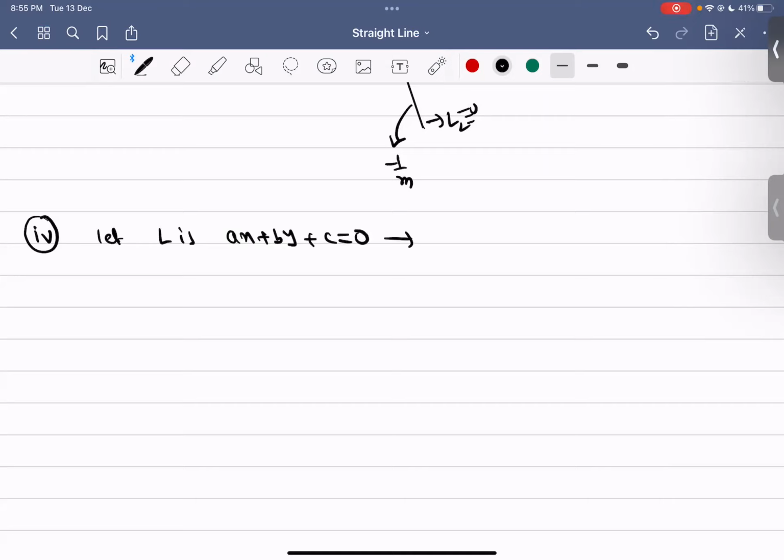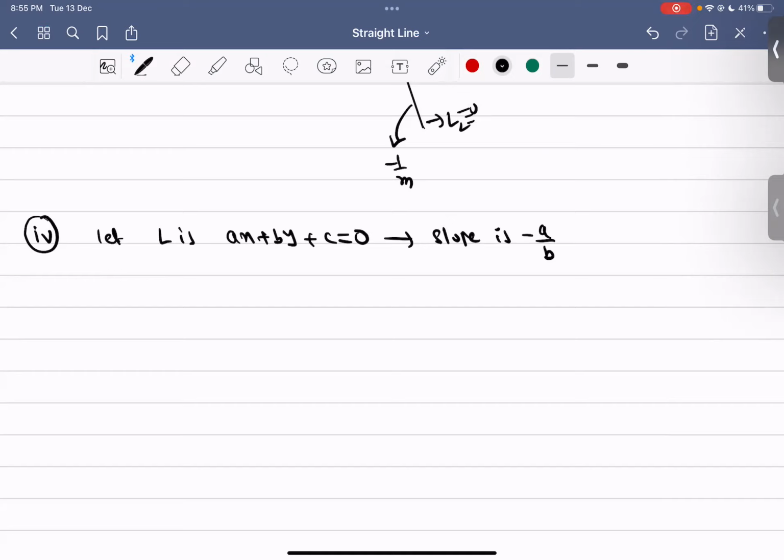Therefore, its slope is equal to what? Slope is minus a by b. This is the slope: minus of coefficient of x by coefficient of y. Or you can write it in the form y equals mx plus c. Therefore, m is the slope. So this is the slope.